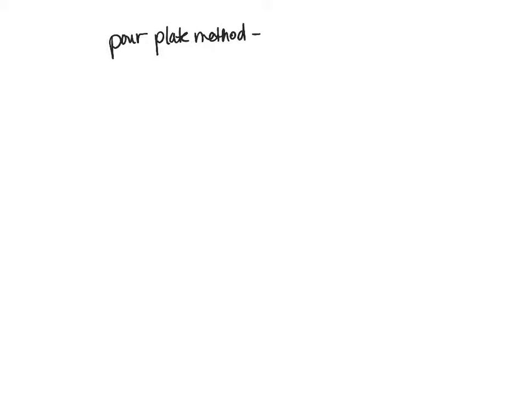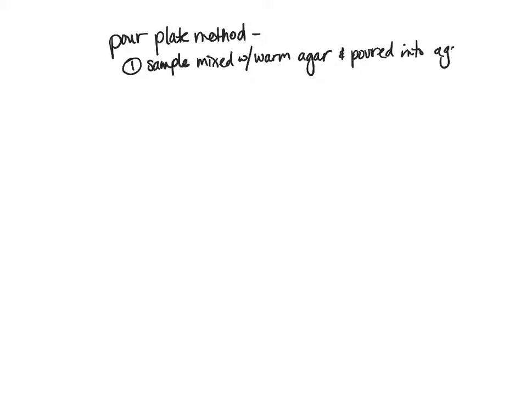And in the pour plate method, as the name implies, we're going to pour it. But first what we're going to do is add the sample. So it's going to be mixed with warm agar, so somewhat liquid agar, but not very, very hot. So not just out of the microwave, because of course that would kill the bacteria, but warmed agar enough to be liquidy enough to pour. And then it's going to be poured into an agar plate.